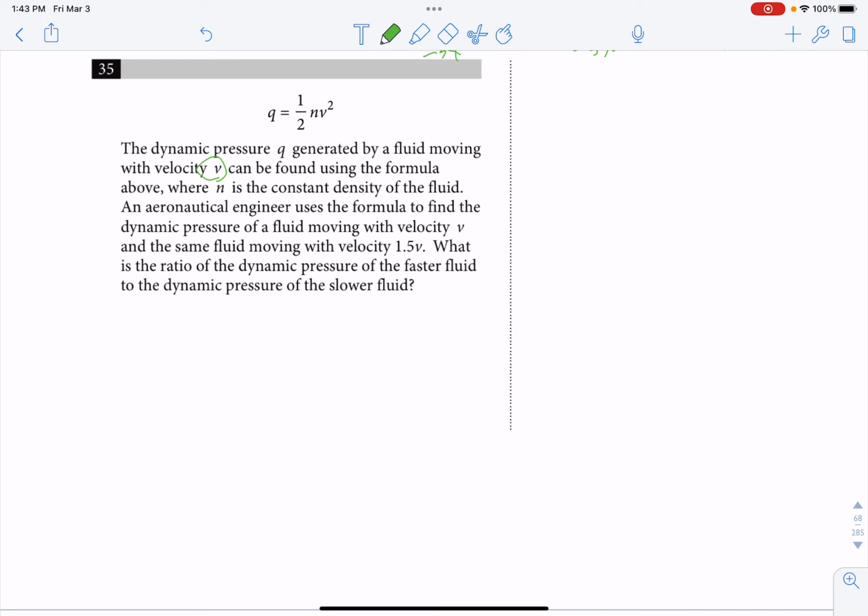And then this one, the dynamic pressure Q generated by a fluid moving with a velocity V can be found using the formula above. N is a constant density of the fluid, and an aeronautical engineer uses the formula to find the dynamic pressure of a fluid moving with a velocity V, and the same fluid moving with a velocity of 1.5 V. What is the ratio of dynamic pressure of the faster one to the slow one? So the dynamic pressure of the faster one to the dynamic pressure of the slow one.